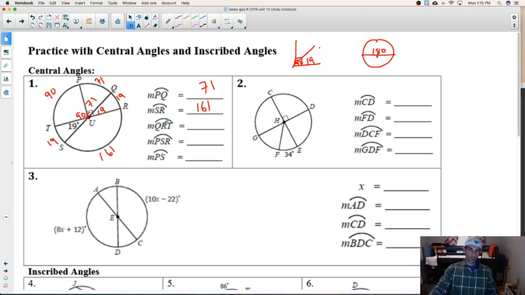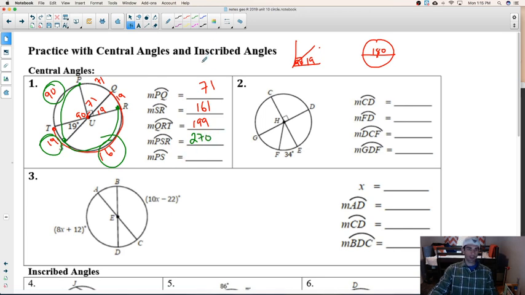Then we're going to go to our QRT. Remember when you have those 3 points, follow in that order. Don't go through T to get to R. Go from Q to R to T. So here's Q, here's R, and here's T. So it's 19 plus 161 plus 19, and that's going to give you 199. And then PSR. Here's P, then S, and then R. So you have the 90 plus the 19 plus the 161. That's going to be 270 degrees.